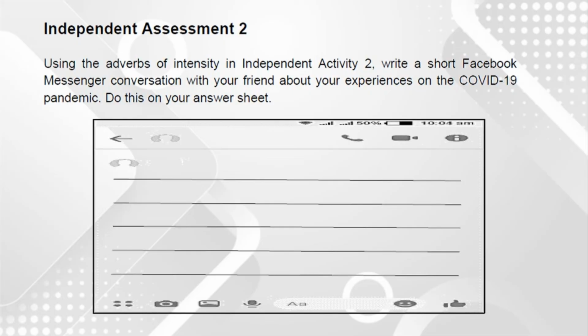Independent Assessment 2. Using the adverbs of intensity in Independent Activity 2, write a short Facebook Messenger conversation with your friend about your experiences on the COVID-19 pandemic. Do this on your answer sheet.